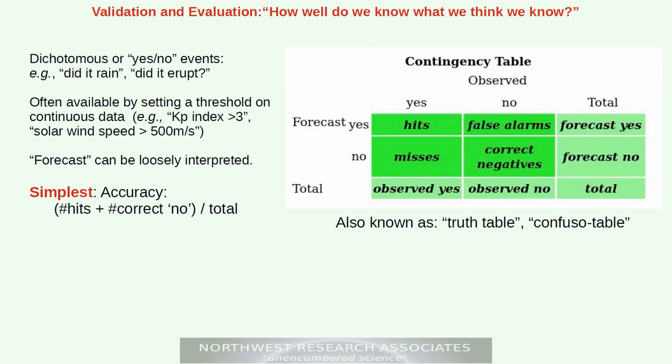So we often will construct these things called contingency tables or truth tables or confusion tables. How many did I get right? How many of the different errors did I have? And then how many did we get completely wrong?